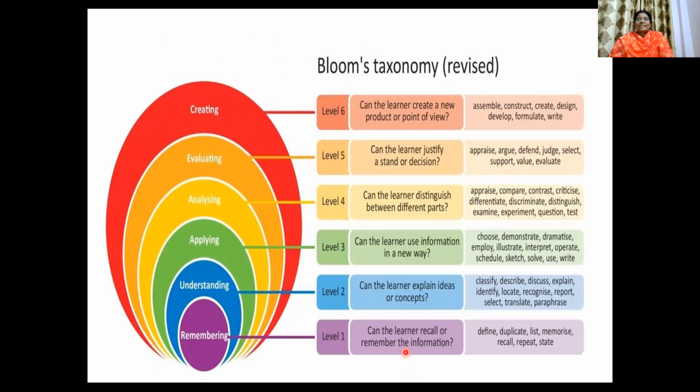The first level indicates the learner can remember the information about any of the amplifiers and circuits, and then understand and explain the ideas as well as the concepts. For level 1, these types of questions will be available: define, duplicate, list, memorize. For example, define what is meant by feedback amplifier. List the various types of feedback amplifiers. Like this, they ask questions in the university exam. Recall, repeat, as well as state. This comes under level 1.